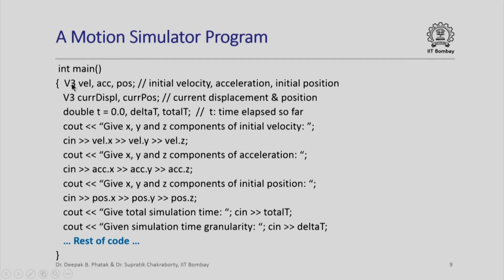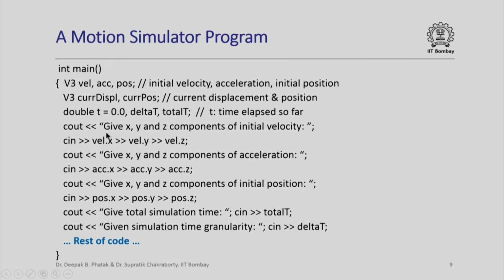Each of these is a three-dimensional vector, so each of these are variables of type V3. Current displacement and current position are also variables of type V3. Delta t, which is the granularity of simulation time, is a variable of type double. Total t, which is the total amount of time for which we will have to do the simulation, is also of type double, and t, which will keep track of the time elapsed so far in our simulation, is initialized to 0.0 and it is of course of type double as well.